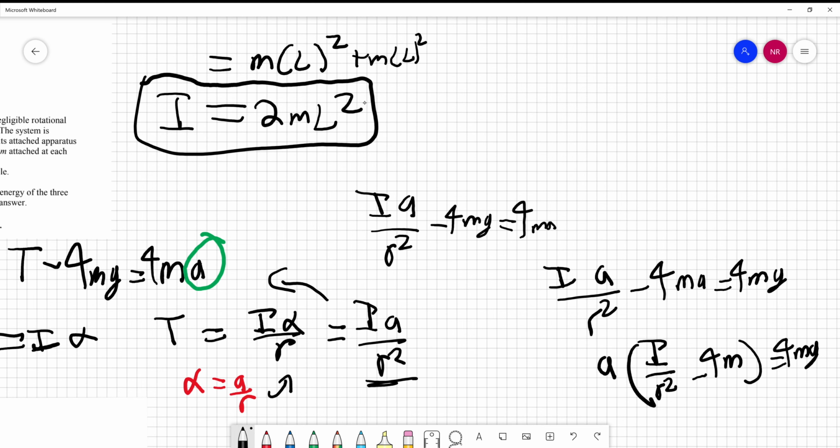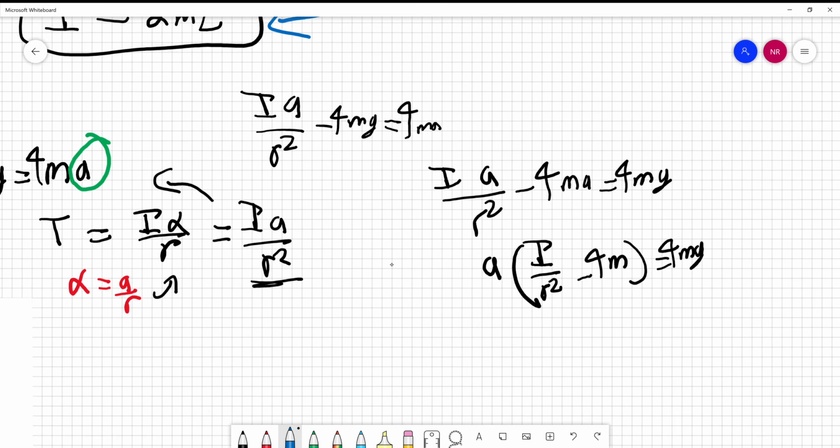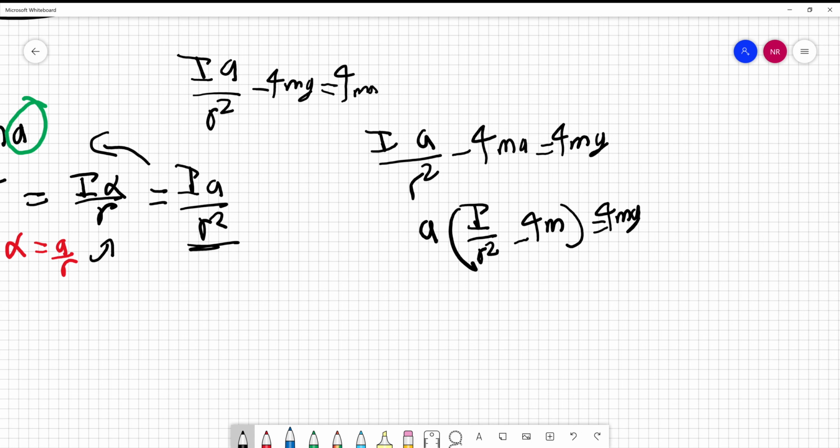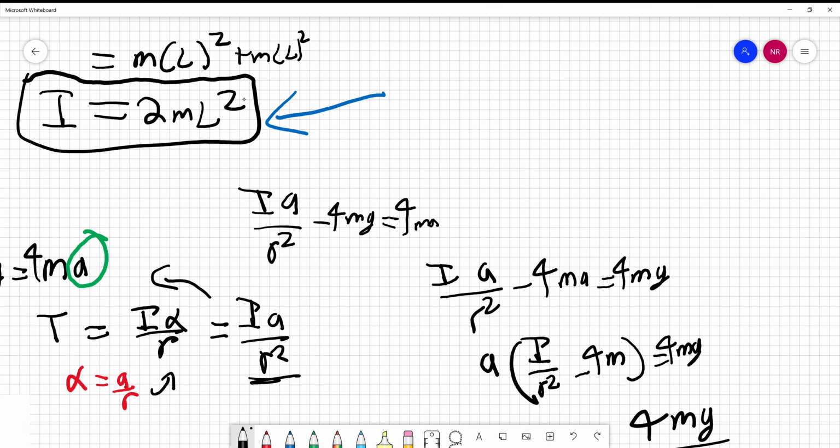If we look back up here, from part A, we found that I equals 2mL squared. So we can just plug that in when we divide. Then we'll get a equals 4mg over those 2mL squared.